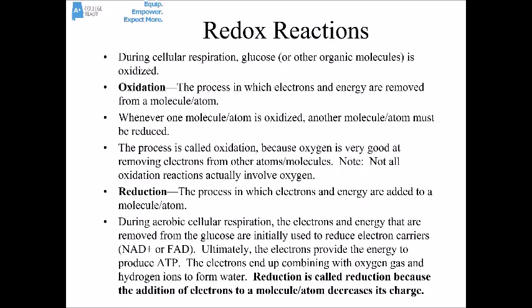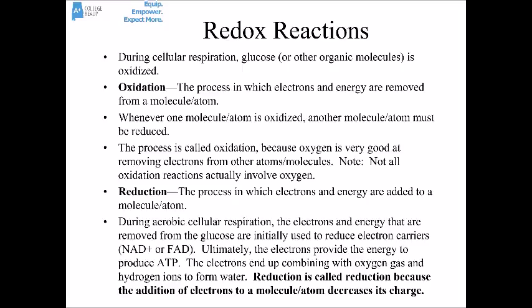Now, before we get too deep into cell respiration, we need to talk a little bit about redox reactions, or oxidation reduction reactions. During cellular respiration, glucose or our other organic molecules is oxidized. Oxidation is the process in which electrons and energy are removed from a molecule or atom. Hydrogen is also usually removed. Whenever a molecule or atom is oxidized, another molecule or atom must be reduced because the electrons, the hydrogens, can't just disappear.